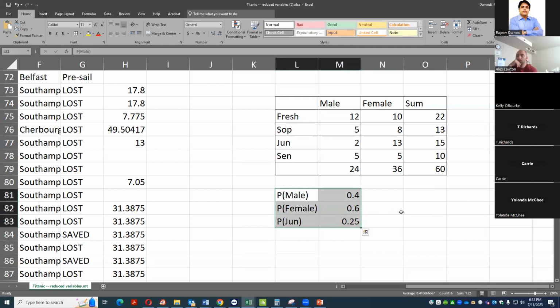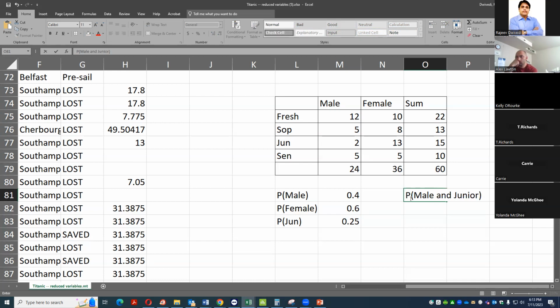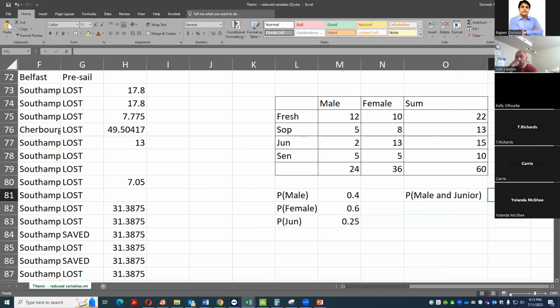Now I ask, what is the probability of male and junior? This is a male, and junior. So basically this. So the probability of male and junior. Let me go over it.